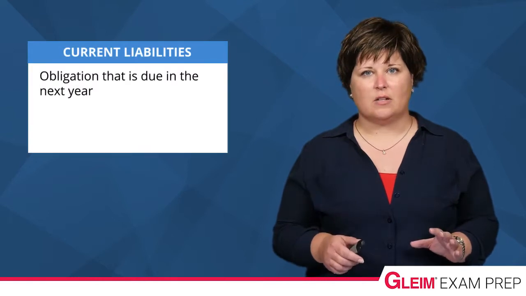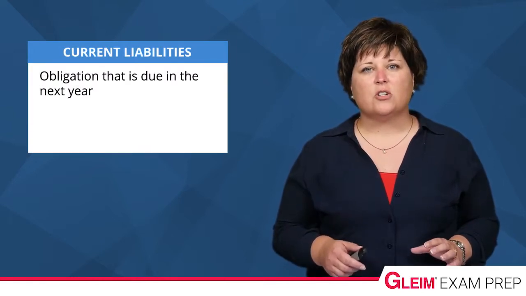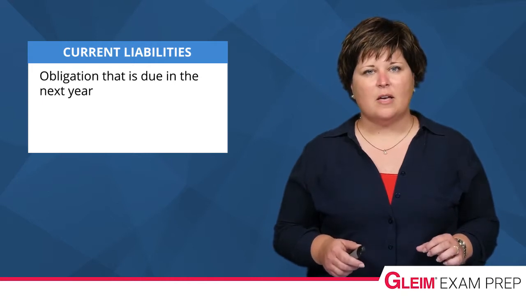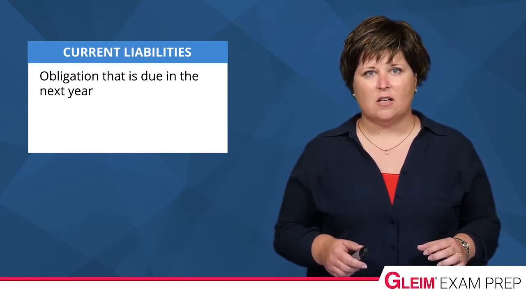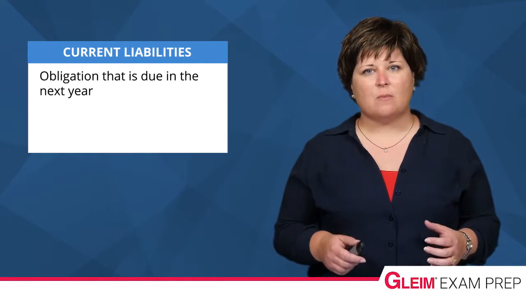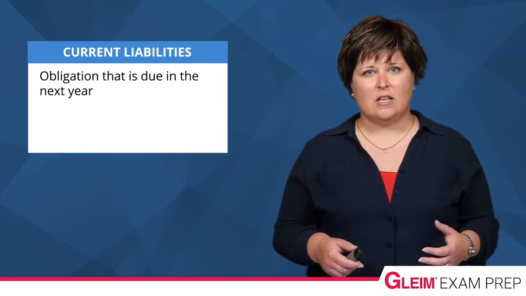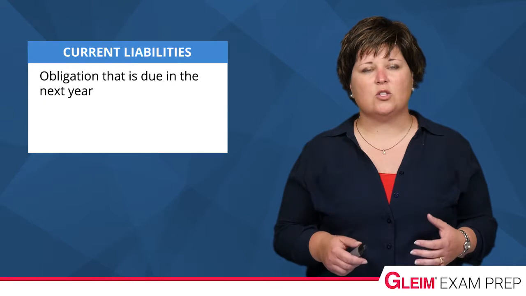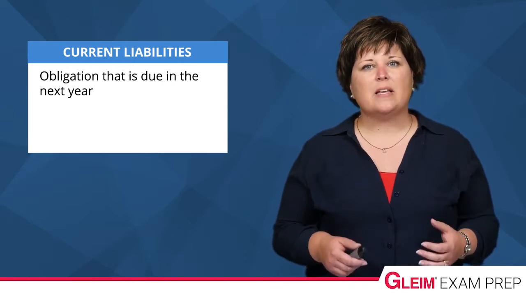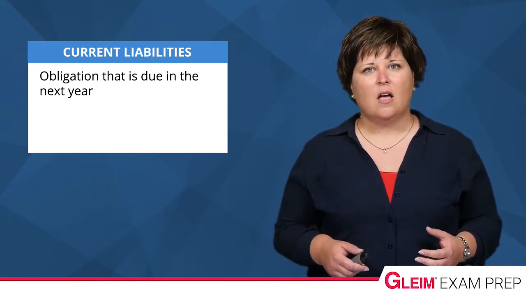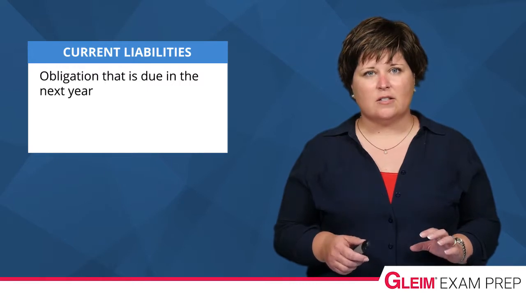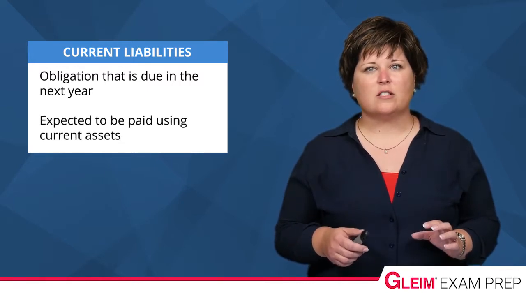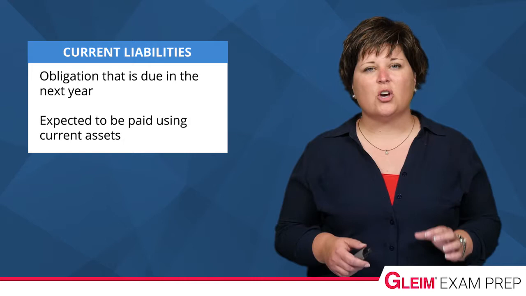Now in this video, our focus is on current liabilities. These are obligations that are due in the next year. The 1-year time frame is based on the balance sheet date. So if your balance sheet was December 31st, 2017, then any liability due in 2018 would be considered a current liability. Another way to understand current is that current liabilities are expected to be paid using current assets.